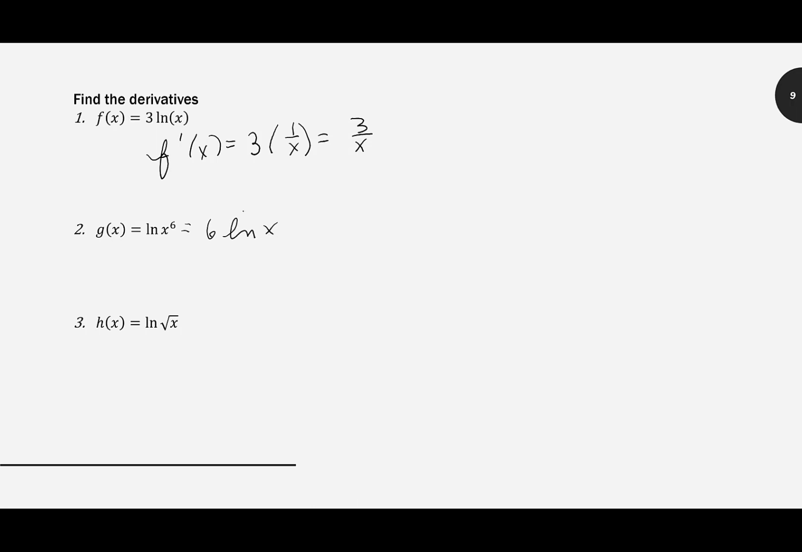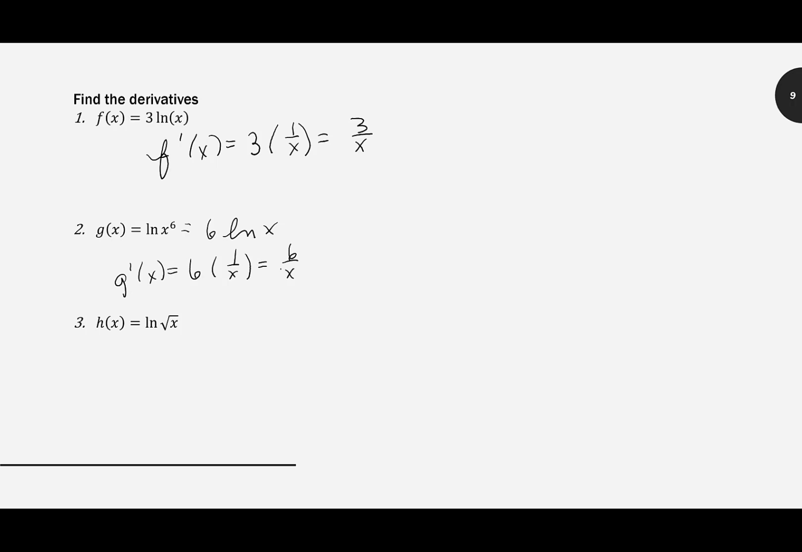So I didn't take the derivative yet, I just rewrote the natural log. Now I can take the derivative, which is I hold on to the 6, ln becomes 1 over x, and just like the first one, I'm going to rewrite that as 6 over x. So really important with logs is to rewrite before you take the derivative.